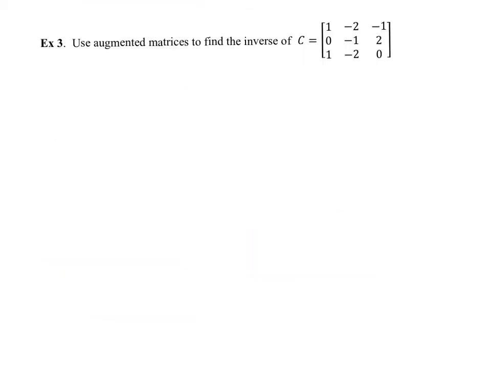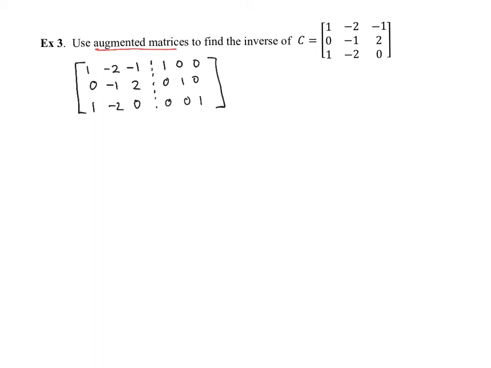Okay, I'm going to do one more example. This time we're going to use a 3 by 3 matrix, but we are still using augmented matrices to find the inverse. So I'm going to augment my matrix C with the appropriate identity matrix. Make sure you copy it correctly. Okay, so identity matrix 1, 0, 0, 0, 1, 0, 0, 0, 1. Okay, and remember, this is C, this is the inverse. When I finish, I want it to be the identity on the left and the inverse on the right.